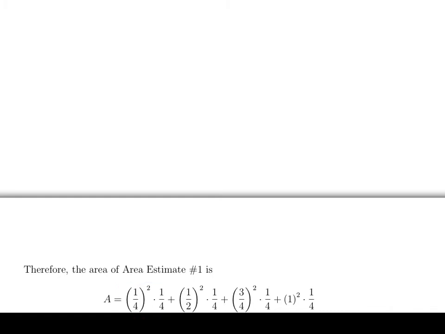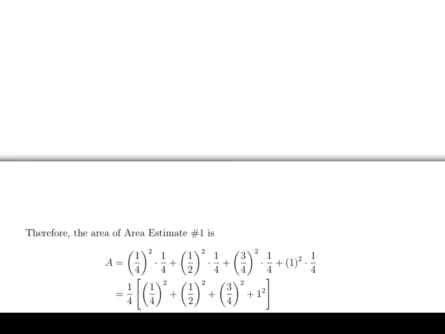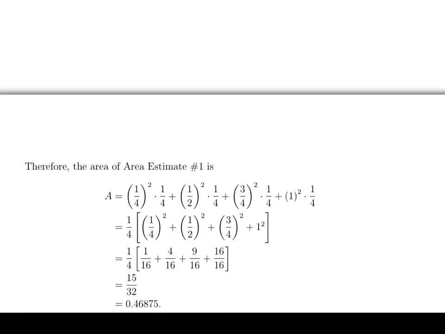Okay, we're going to try to simplify this expression. First, we're going to factor out that 1/4, and this is going to be a common thing that we'll do with these. And then if we work through the calculation, then we end up with 15/32. If you want the decimal, that's 0.46875.